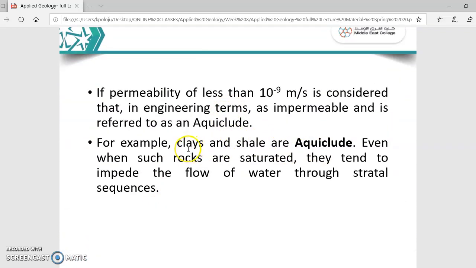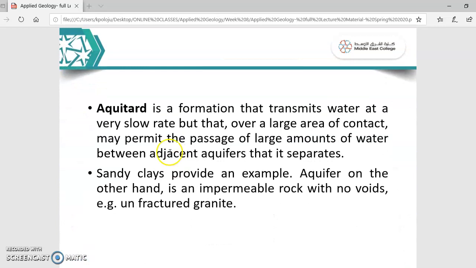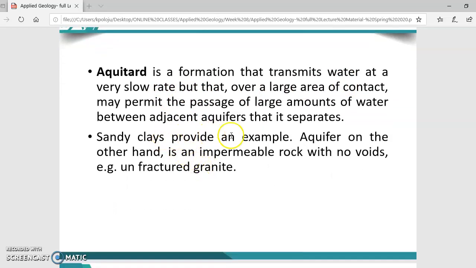For example, clays and shale are aquicludes. We know the purpose of clay. Clay is rich in plasticity. It means these rocks are saturated. They tend to impede the flow of water through the strata sequence. Aquitard is a formation that transmits water at a very slow rate. Sandy soils provide an example. Aquiclude, on the other hand, is an impermeable rock with no voids. Example, granite.